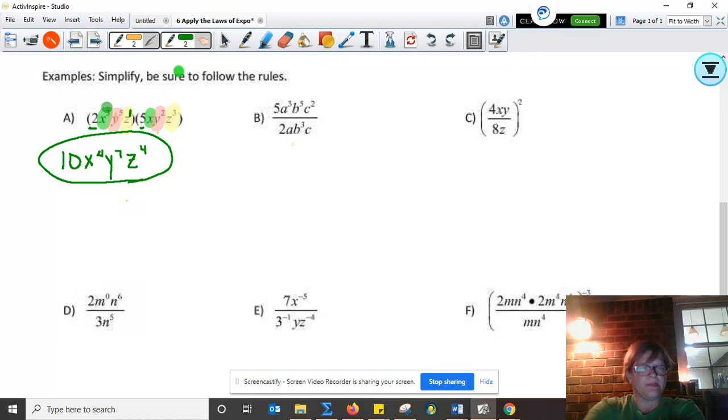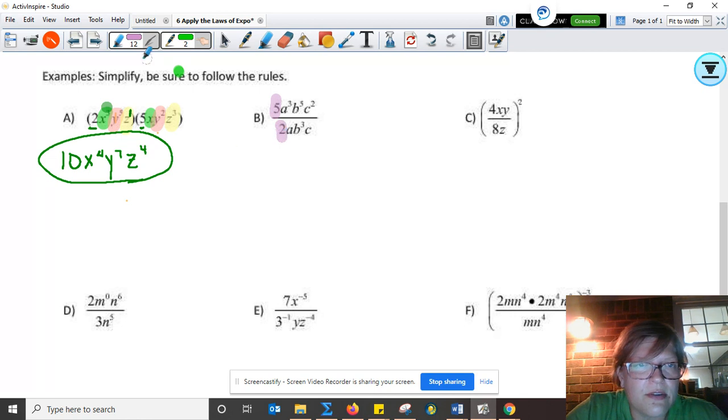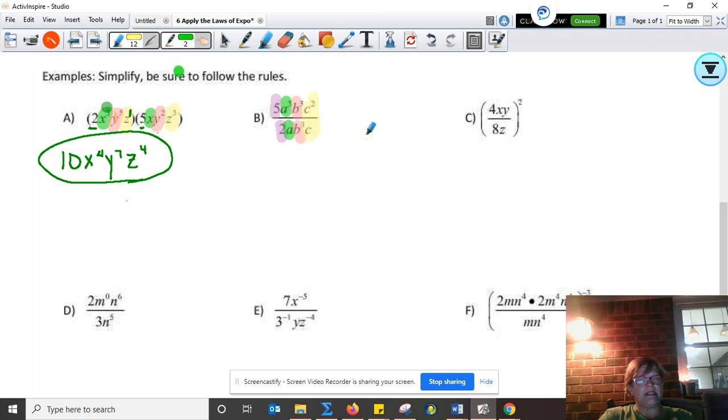Now when we're dividing, look at your whole numbers first. I'm just going to go through and highlight what would go together. That 5 and that 2 go together. A cubed and a would go together. Then we have b to the 5th and b cubed would go together. And my last one, that 5 halves cannot be simplified. So I'm just going to leave it as 5 halves.